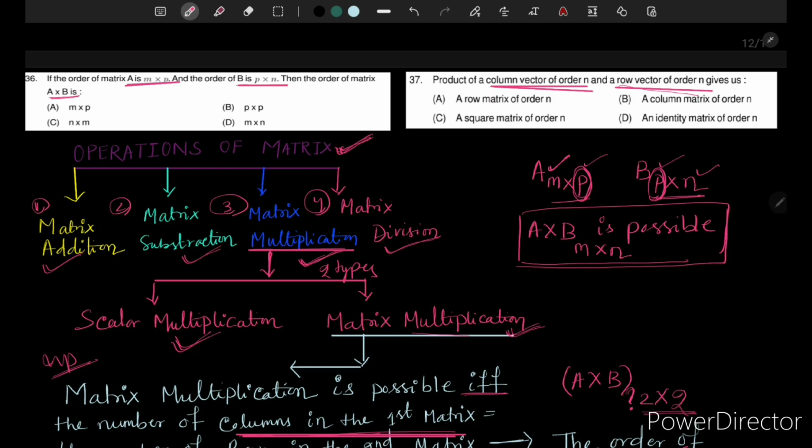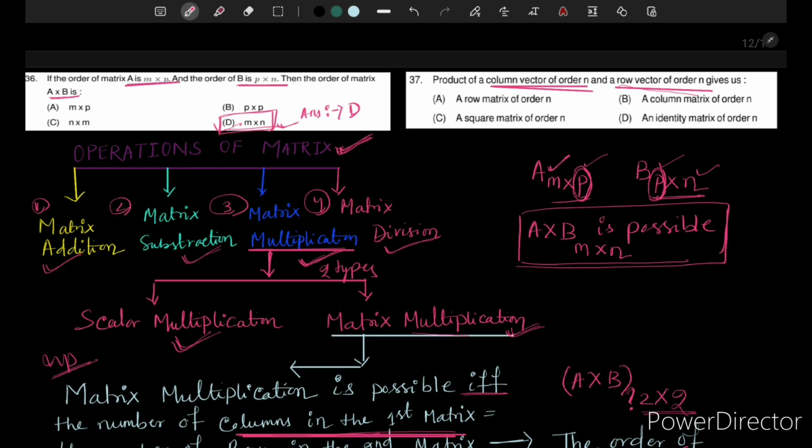So here you all can see the options, that is M by P, P by P, N by M, then M by N. So the answer is M by N. So D is the answer. Answer is M by N. Okay, so the answer is D, or M by N. Okay, so hope you got the answer of question number 36. Now come to question number 37.